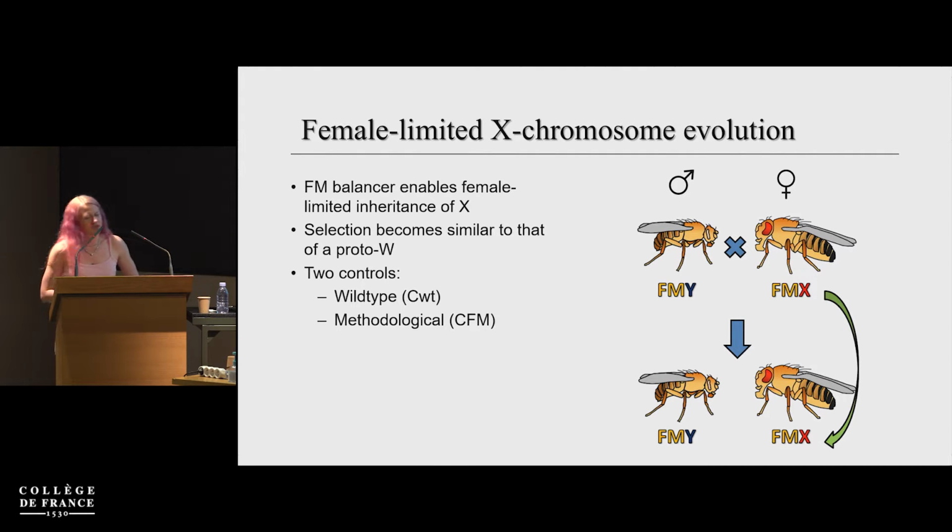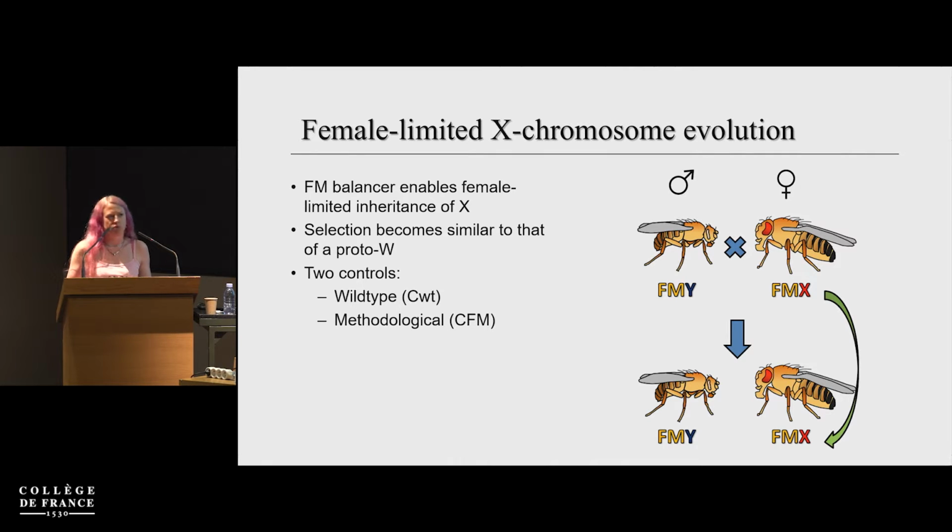And in this experiment, we had two controls. We had a wild-type control, which was to control for some of the aspects of the experimental protocol that were not directly related to sex-specific selection. So we had to select the females as virgins in order to be able to carry out very controlled crosses. So the wild-type controls for those sorts of things.